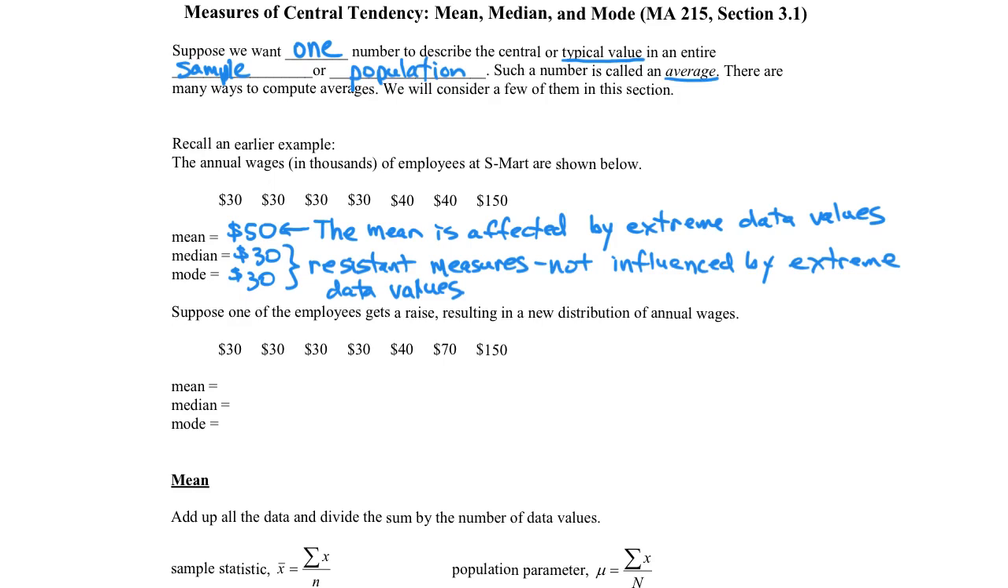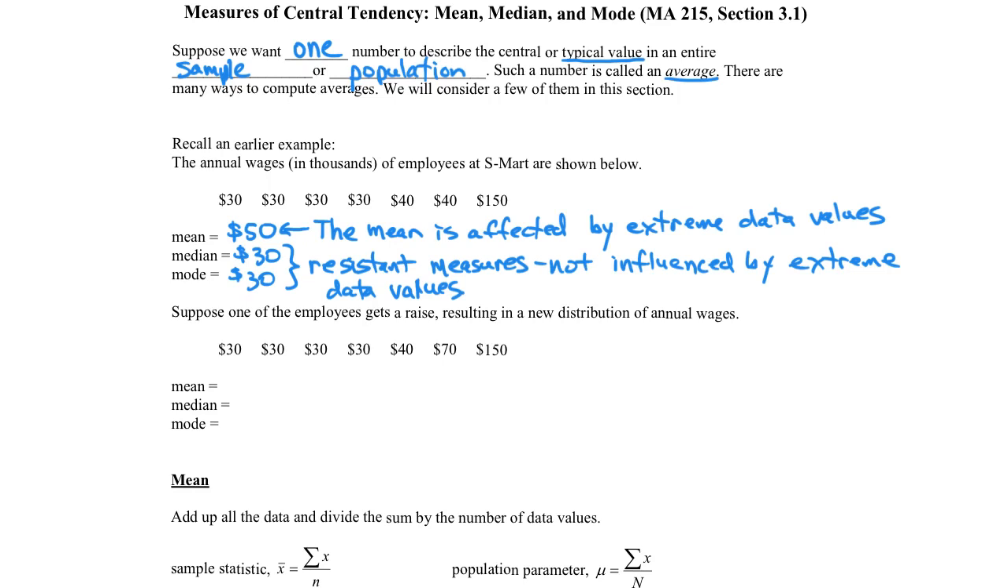You can see that because think if I change this 150 into 900. The mean is going to go way up, but the median and the mode will still stay at 30. So these two are said to be resistant.